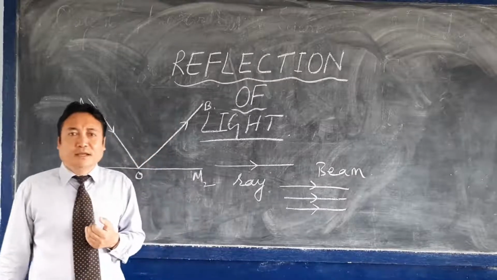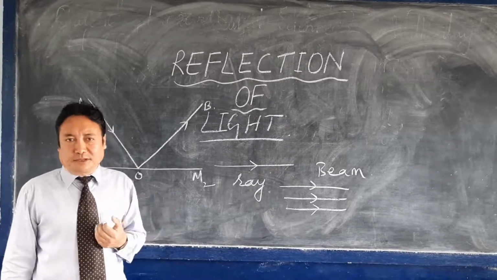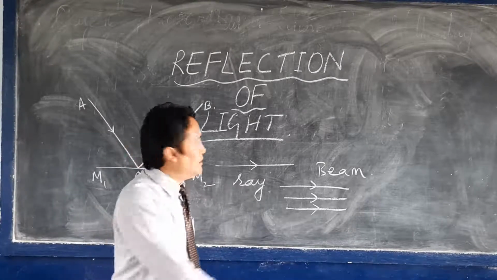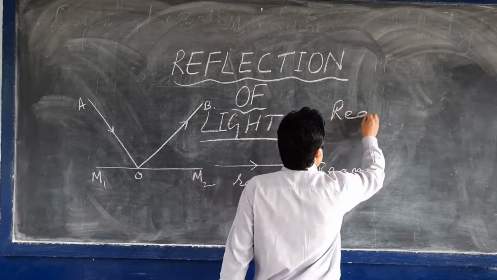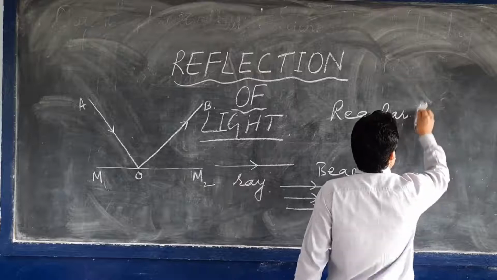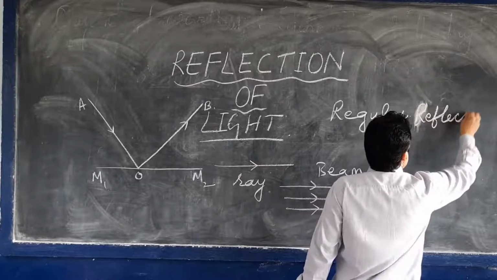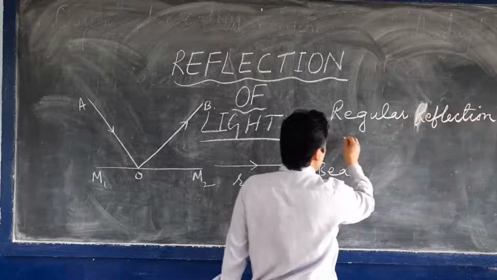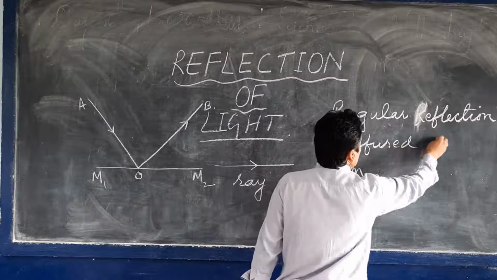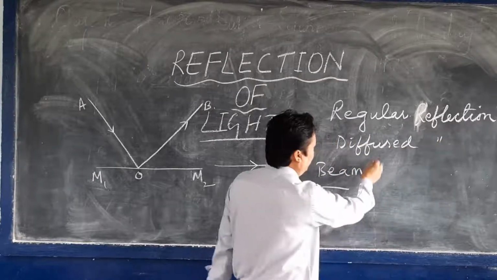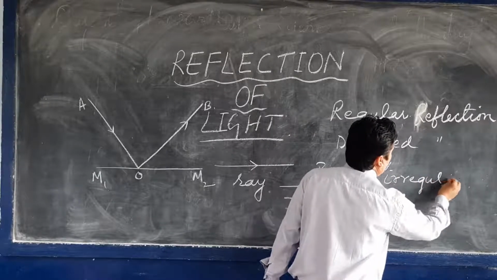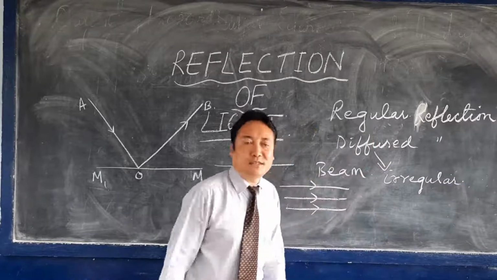Okay. Next one is the types of reflection. There are two types of reflection. Number one is regular reflection. And second one is diffuse reflection, D-I-F-F-U-S-E. Diffuse reflection is also known as irregular reflection.